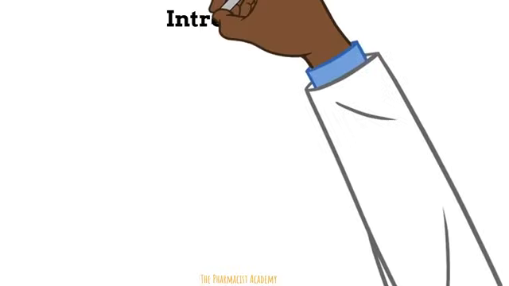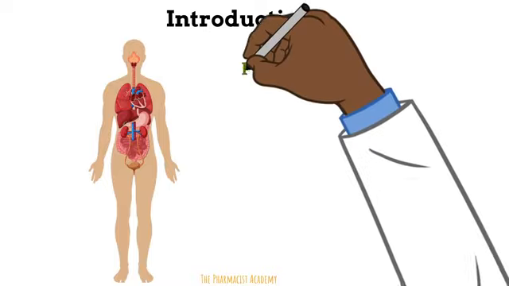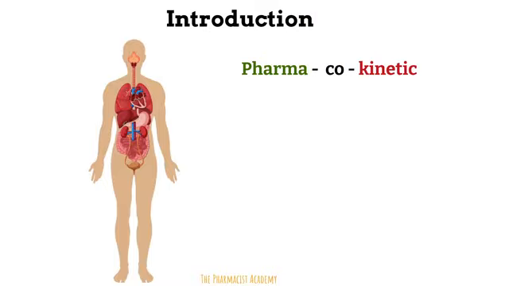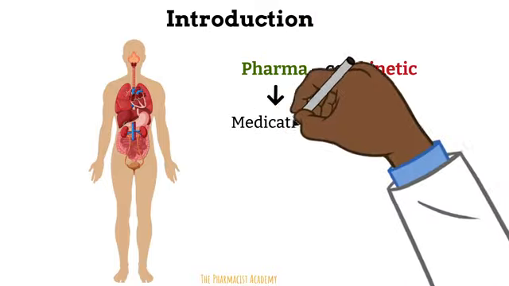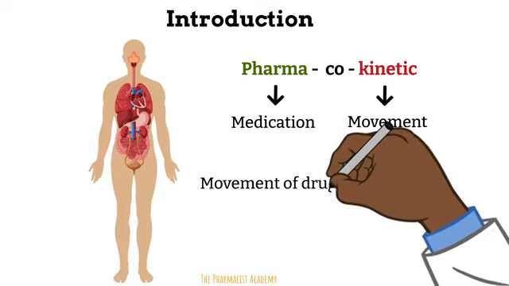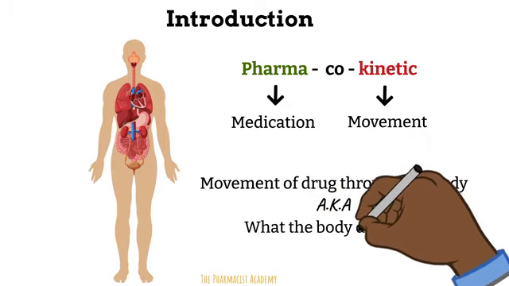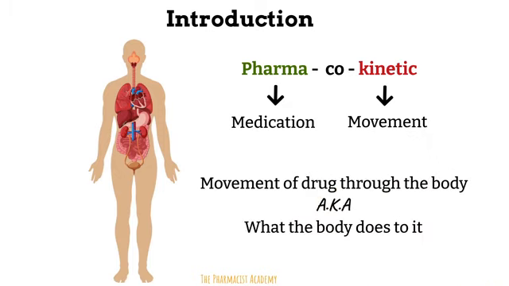The next video will be on pharmacodynamics. So keeping a visualization of the human body in our head, PK can be broken down into two, pharma and kinetic. Pharma means medication and kinetic refers to movement. So it's basically the movement of drugs through the body. Sometimes we refer to it as what the body does to the drug from the time it enters the body till it's excreted. And as we know, drugs can enter the body through several ways.